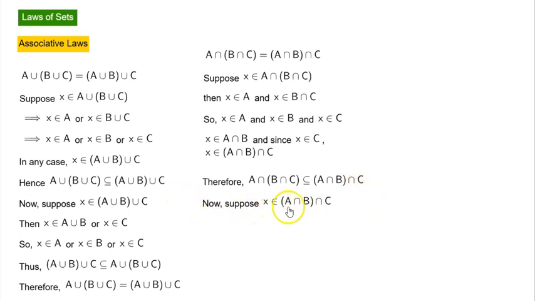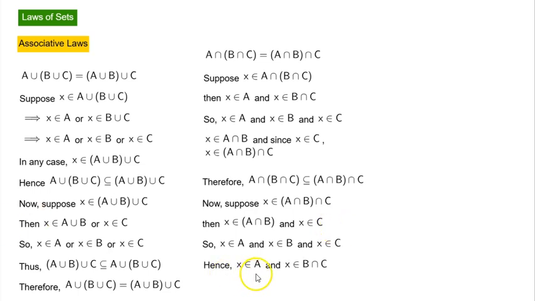Now, suppose X is in (A intersection B) intersection C. Then X is in A intersection B and X is in C. So X is in A and X is in B and X is in C. Hence, X is in A and X is in B intersection C. Therefore, X is in A intersection (B intersection C). Thus, (A intersection B) intersection C is a subset of A intersection (B intersection C).